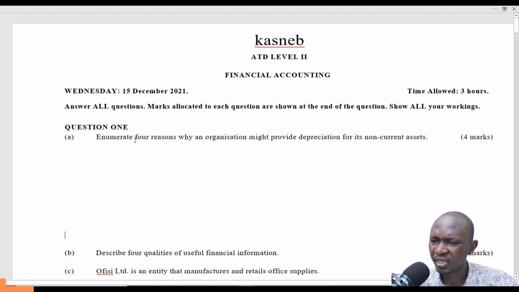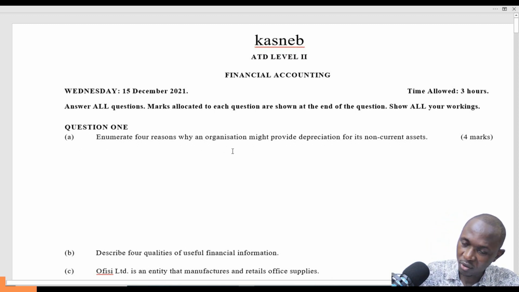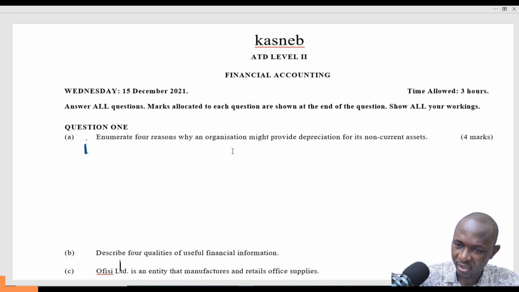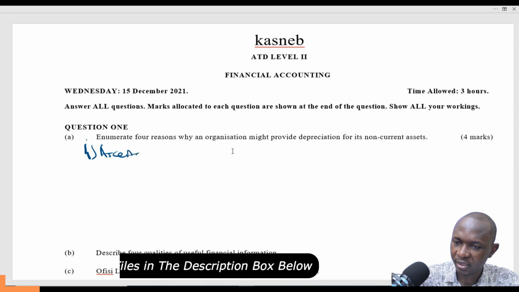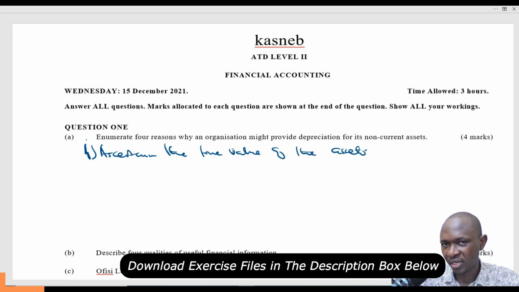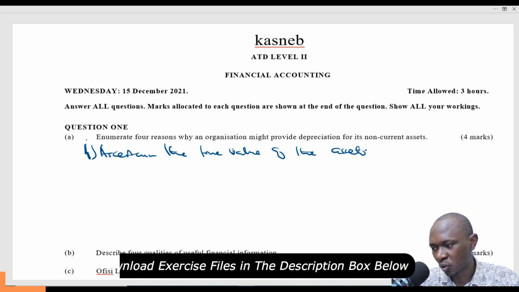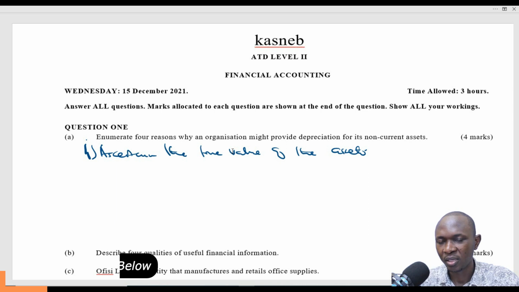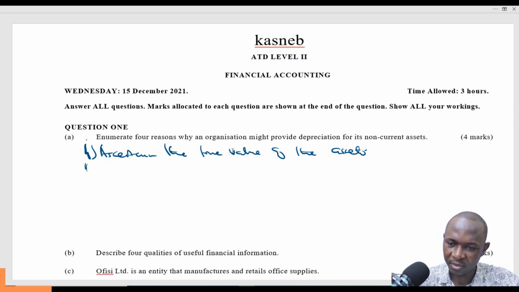And now here we just want to enumerate reasons why an organization might provide depreciation for its non-current asset. Number one, of course, is to ascertain the true value of the asset, because normally we provide depreciation so that at least we can get to know the value of the asset after a given period of time. The books of account need to show the true value or the most probable value of the asset as at any given point in time. So depreciation keeps changing with the changing value of the asset periodically, of course.